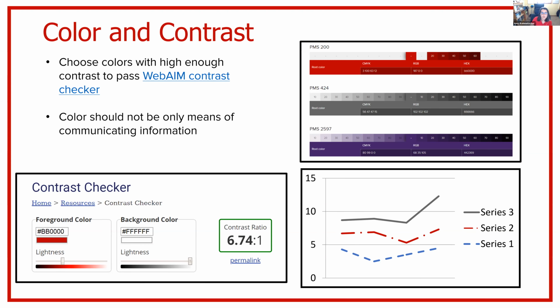Certainly we want good color contrast in our fonts so you can read the font on top of the background without much trouble. This also carries over to graphs and any sort of vector images or designs that you might create, something in a PowerPoint or something you make in InDesign. Choose colors with a high enough contrast to pass the WebAIM contrast checker. I put a screen capture of what this website looks like, and I include it in the resources later so you can go check it out.